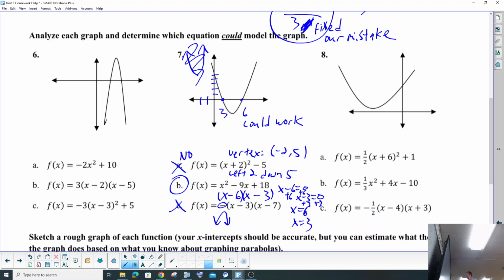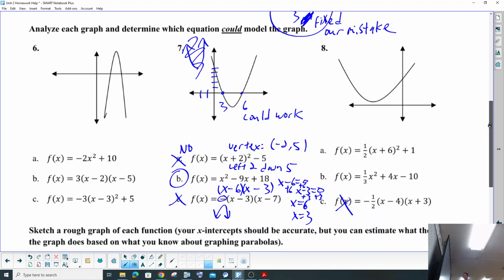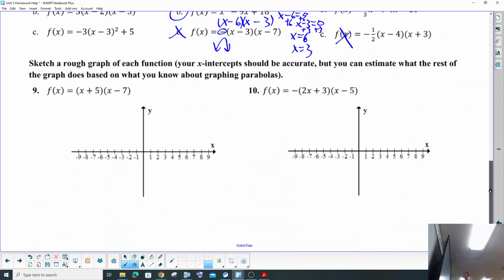Let me go over here to number 8. I'm going to double check my answer key with another teacher to make sure we're doing all this right. Give me 1 second. It's only been a second for you, but that was like 5 minutes for me, double checking. Okay, yep, that's looking good. So take a look at A. It does look wider. It's definitely not going upside down. So keep on trying on number 8 and number 6.